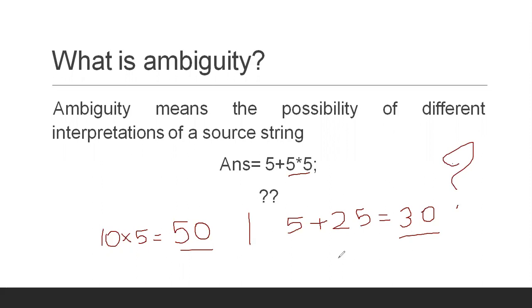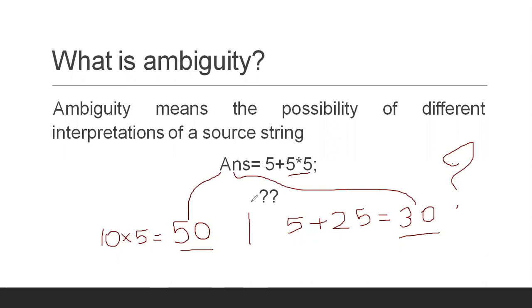So this type of problem is given by the grammar itself. That's why that grammar is called an ambiguous grammar. Before we move to ambiguous grammar, I hope you understood what is ambiguity. So ambiguity means we are able to interpret two meanings of the same string. So here there are two possibilities. Answer can be 50, answer can be 30.